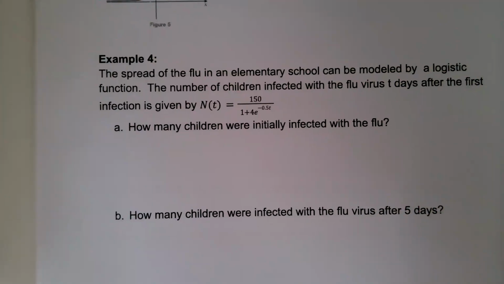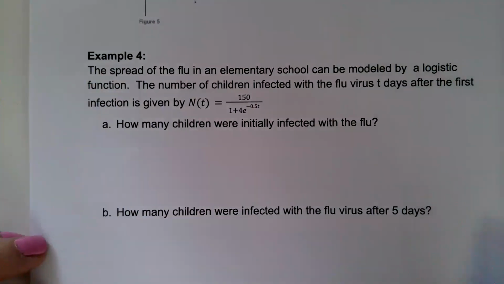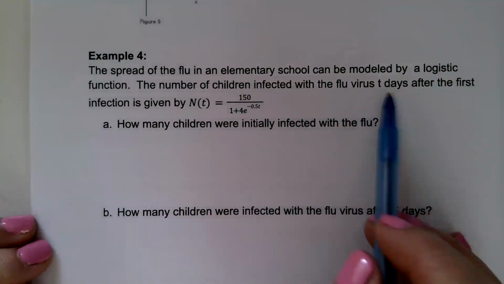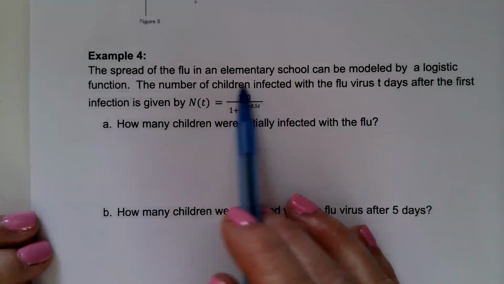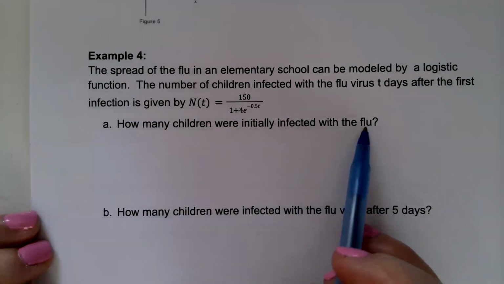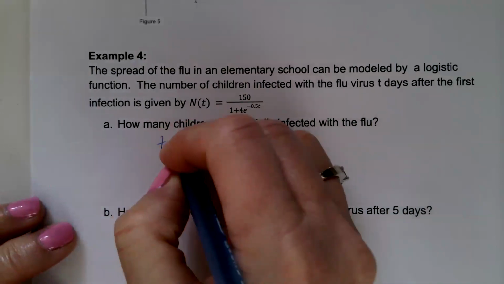So it says the spread of the flu in an elementary school can be modeled by a logistic function. The number of children infected with the flu virus T days after the first infection is given by this function. How many children were initially affected with the flu? So that would be at T equals 0.